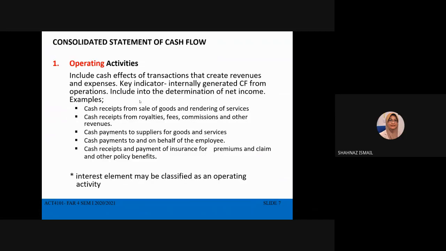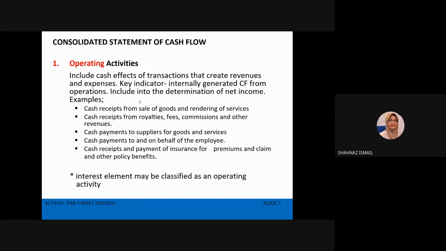Okay, operating activities seperti yang anda tahu, it include cash effects of transaction that create revenues and expenses, the key indicator internally generated cash flow from operations. So it include into the determination of the net income. So bermakna operating activities ini dia deals with the net income.